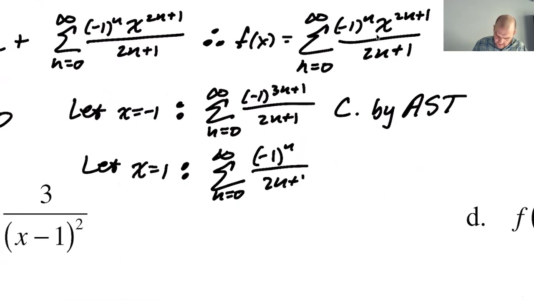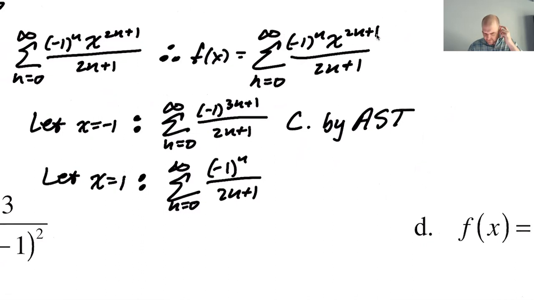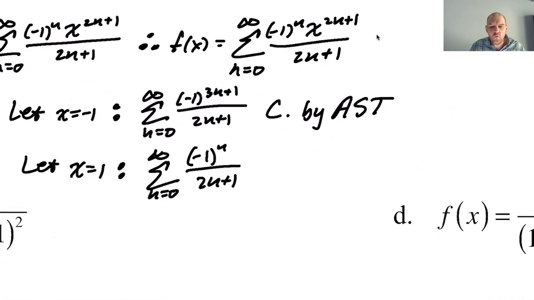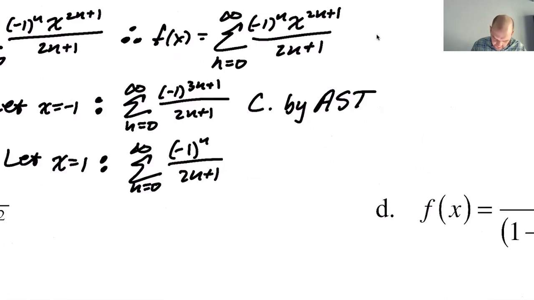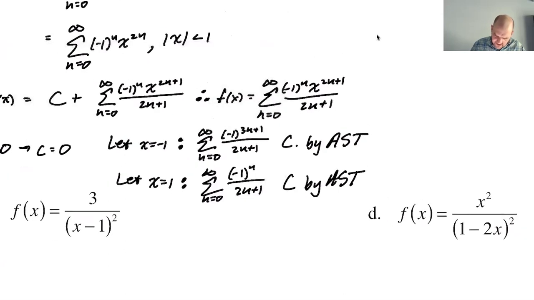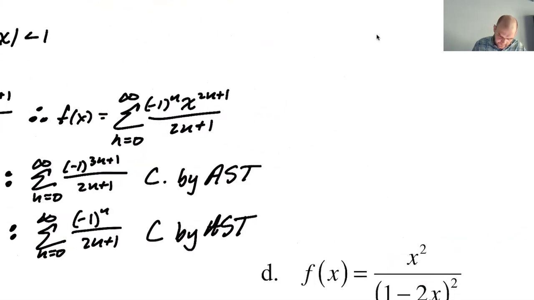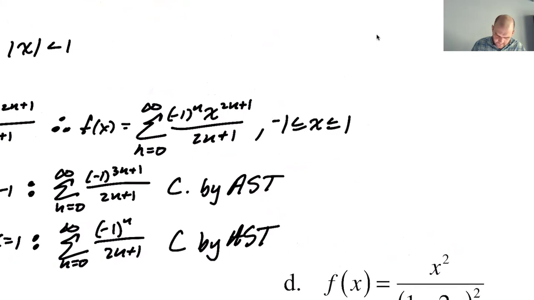And 2n plus 1. This is also going to converge. Wait, 2n. I kind of thought it didn't converge at both endpoints, so I don't know. But this also converges by the alternating series test. Conditionally convergent for both of them. So it looks like it converges at both of them. I don't know. I mean, sure. So we get this. Okay.